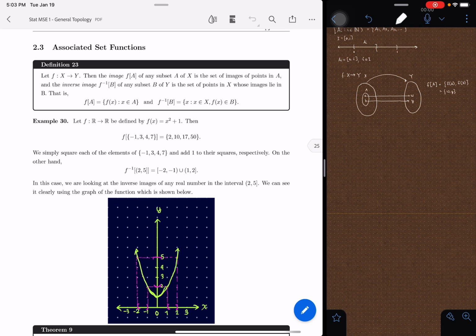Okay, the inverse image of any subset capital B of the codomain Y, we denote that by f to the negative 1, or f inverse of capital B, is the set of points in X whose images lie in B. So using functional notation, f of capital A, or f bracket of A, is equal to the set of all f of x where x is in capital A. Whereas f inverse of capital B, or f inverse bracket of capital B, is the set of all x in capital X such that the image of small x under f is found in B.